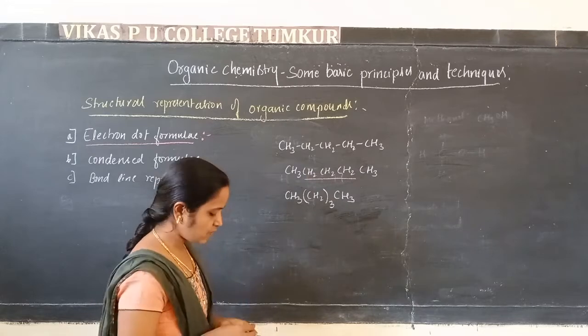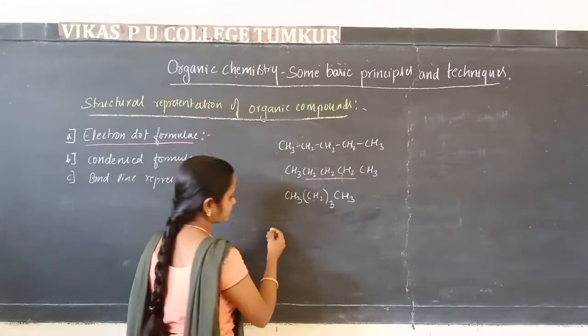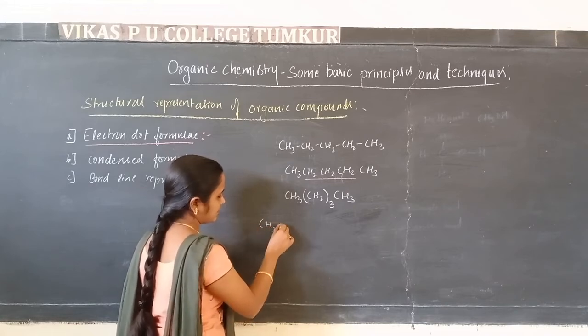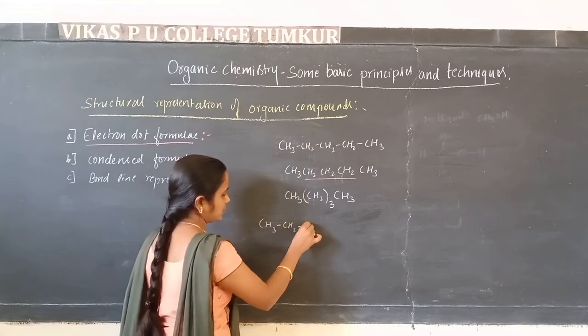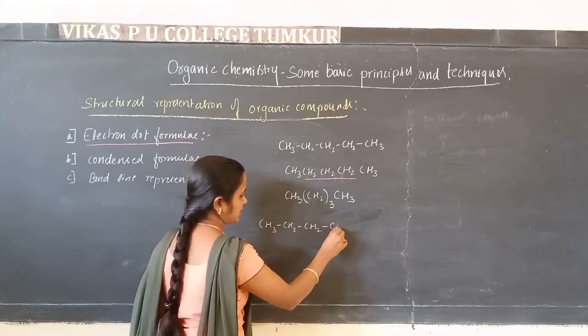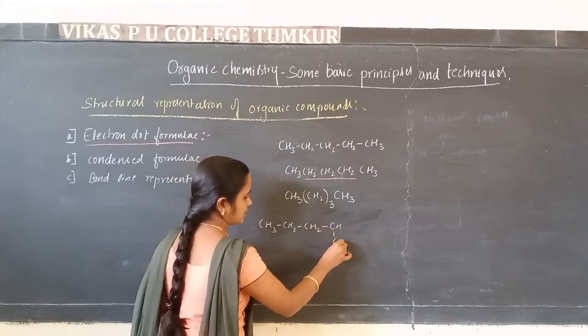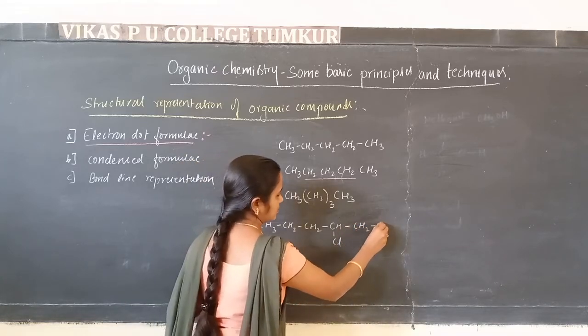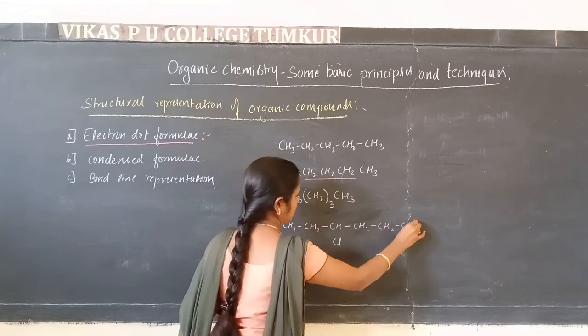Sometimes a compound may be given like this: CH3, CH2, CH2, CH, Cl, CH2, CH2, CH.